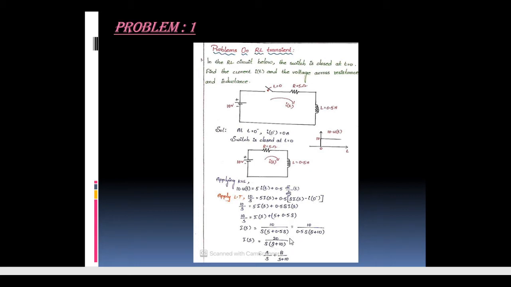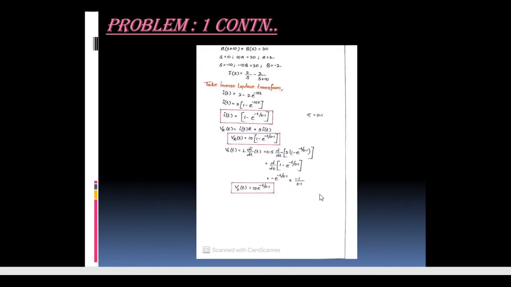By using the partial fraction method, we could separate it as A by s plus B by s plus 10. From this, when you take the value s equal to 0, you get the answer of A as 2, and if you take s equal to minus 10, the B answer you will get is minus 2. So once you substitute here, this is going to be I of s. Now the last step is taking inverse Laplace transform. When you take inverse Laplace transform for this, you get I of t is equal to 2 minus 2 into e power minus 10 t.